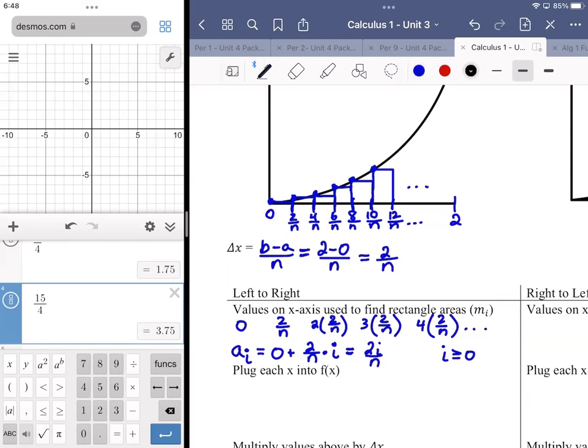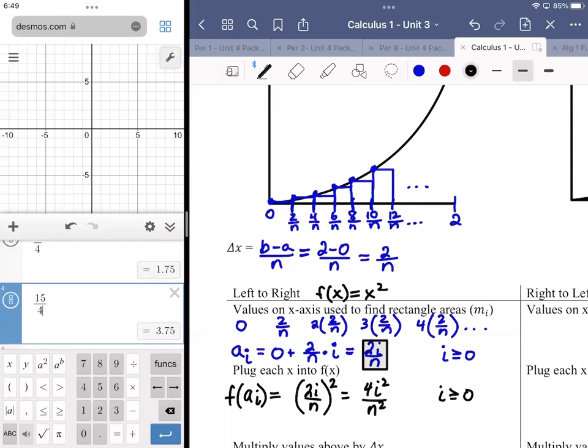Now our function is still f of x is equal to x squared. So I could take each one of these values and square it, but that starts to get a little out of hand. Instead, I'm going to say, all right, I'm going to find f of a sub i, which is going to take my a sub i value, which is 2i over n, and square that. So that's going to be 4i squared over n squared. Still for i greater than or equal to 0.